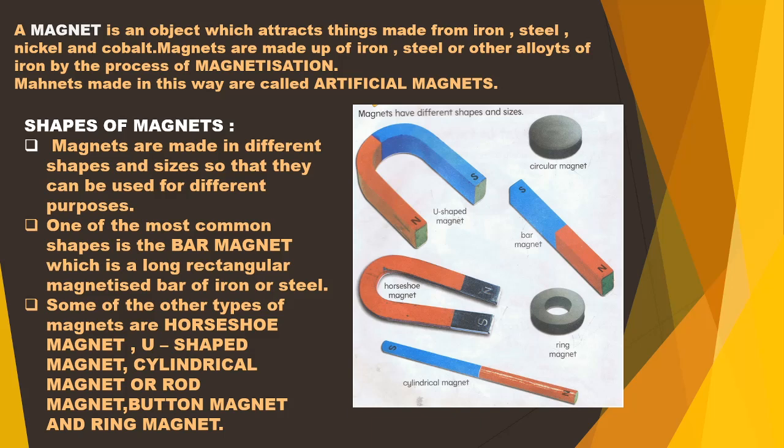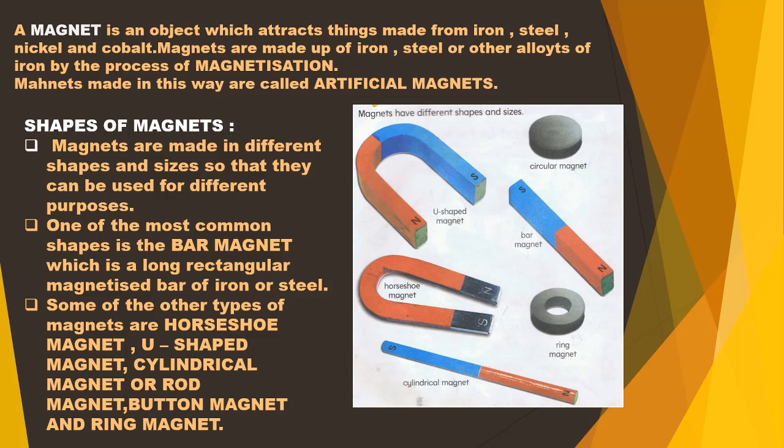Now, magnets can be of various shapes. As you can see in the diagram, magnets are made in different shapes and sizes. Some are bigger, some smaller, some moderate in size. Some are roundish, some are horseshoe, some are bar magnets, some are ring-shaped magnets. So definitely, you can see magnets of different shapes.